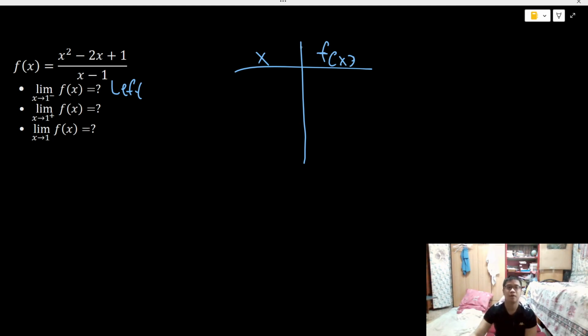So let's substitute x values that are closer to 1 from the left. Let's try 0.9, right? If you substitute 0.9 in that given function, you will have 0.9 minus 1, you will have negative 0.1, right? Now let's make it even closer, like 0.99.